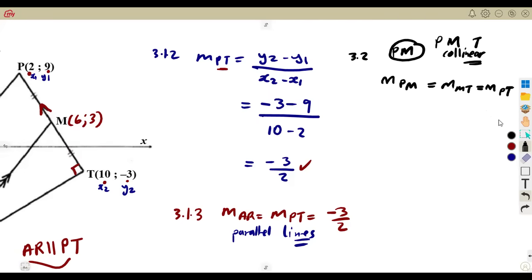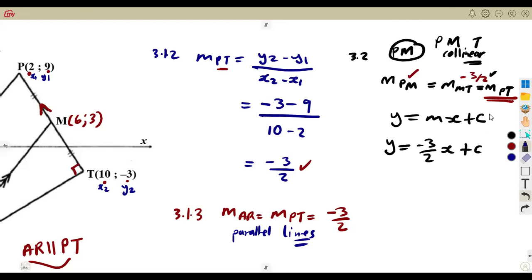So using the collinear concept, they have the same gradient. So we have the gradient of PM because we calculated the gradient of PT. It was what? Minus 3 over 2. So the gradient is there. We just need the equation. Remember, they said in the form of y is equal to mx plus c, where m is the gradient, and our gradient is there, minus 3 over 2x plus c.